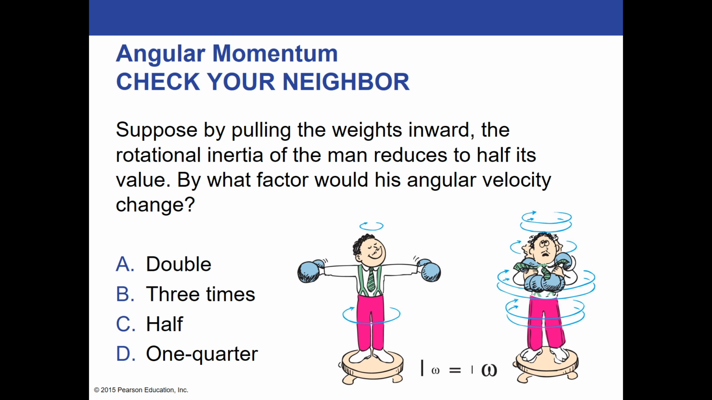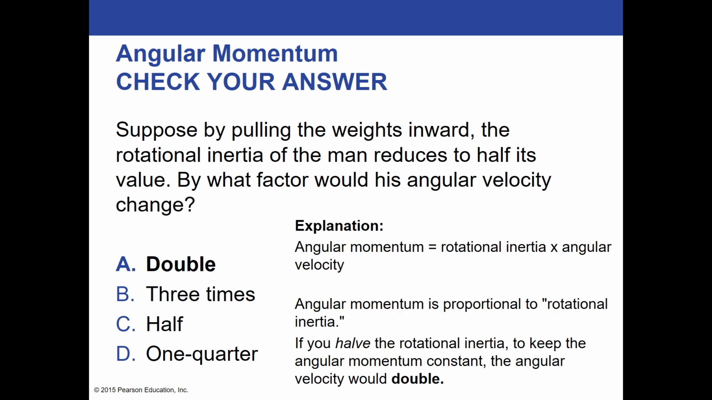So suppose you pull the weights inward, and the rotational inertia of the man reduces to half. If the rotational inertia reduces by half, then the angular velocity would have to double to counteract it.